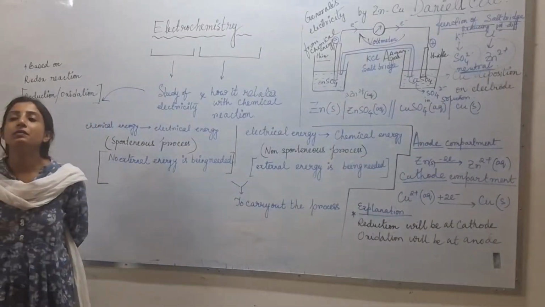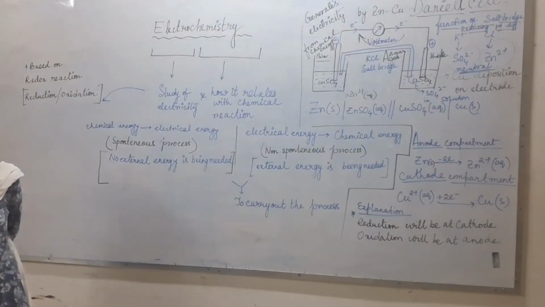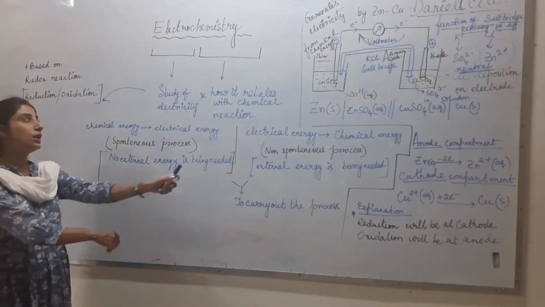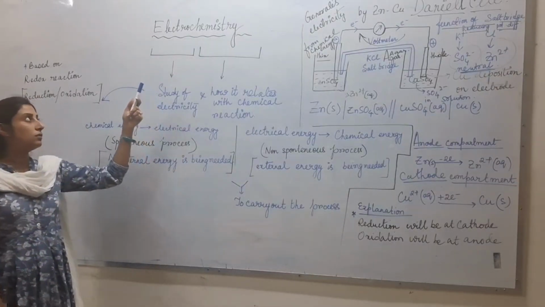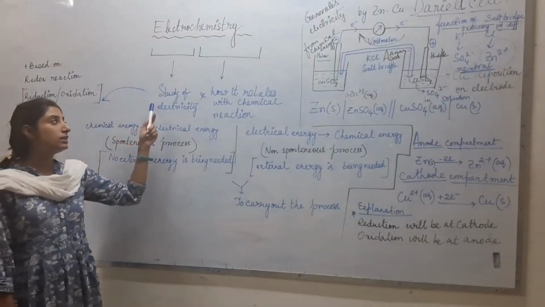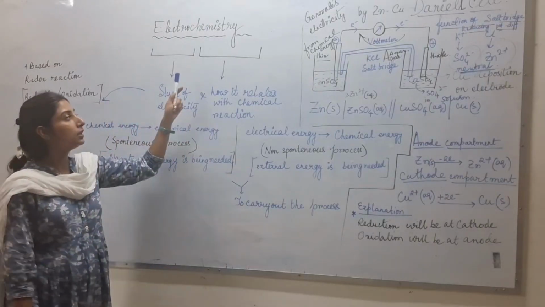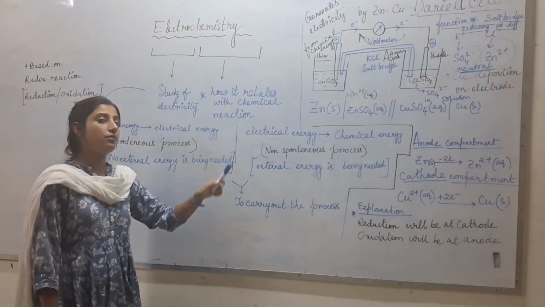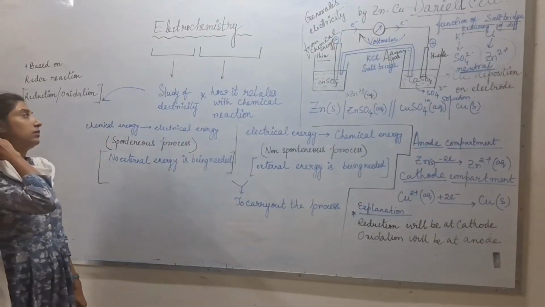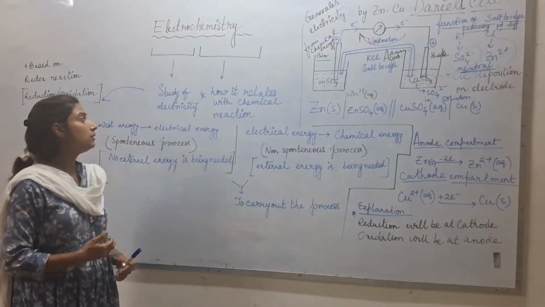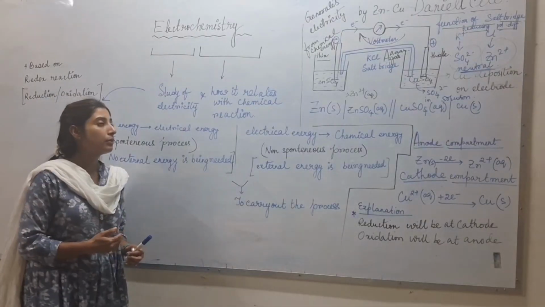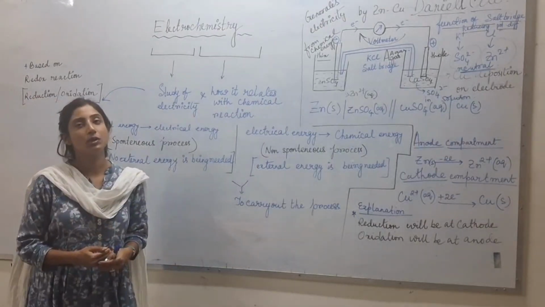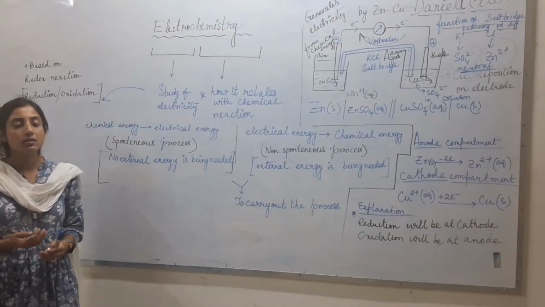Everyone. Today we will start to discuss electrochemistry. Now, what does the term mean? The electro term signifies the study of electricity, and the chemistry term relates to how it relates with chemical reactions. Here, to understand electrochemistry, we will introduce spontaneous and non-spontaneous processes.